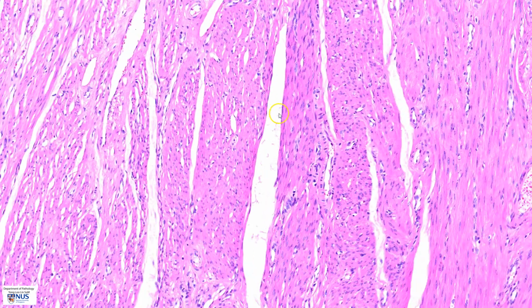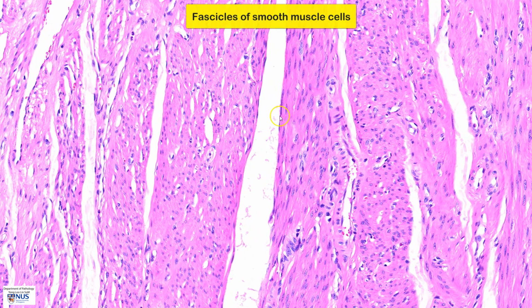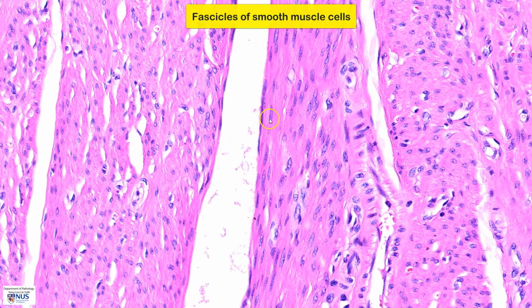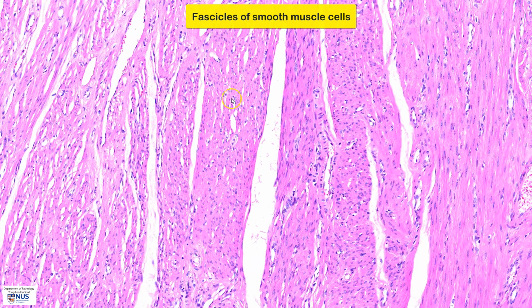So we can see here there are these parallel bundles or fascicles of very bland, smooth muscle cells with slender, elongated nuclei. Sometimes when these bundles are cut on fast, we can see that the nuclei appear small and round, and this is when they are cut longitudinally.